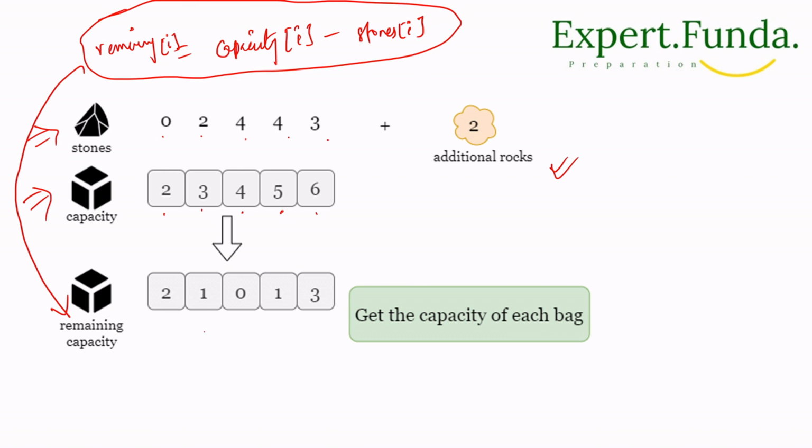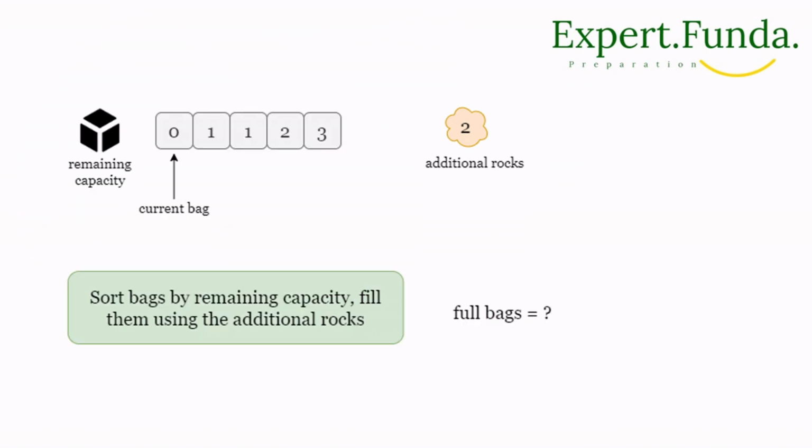We make this remaining capacity array. So 2 minus 0 is 2, that is okay. 3 minus 2 is 1. Similarly 4 minus 4 is 0, 5 minus 4 is 1, and 6 minus 3 is 3. So this is our current remaining capacity of the bags. Got it?